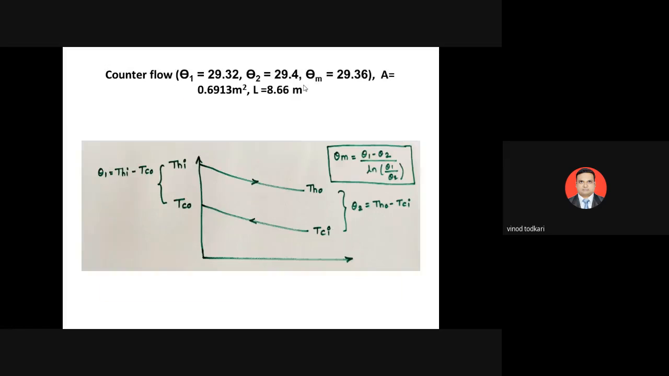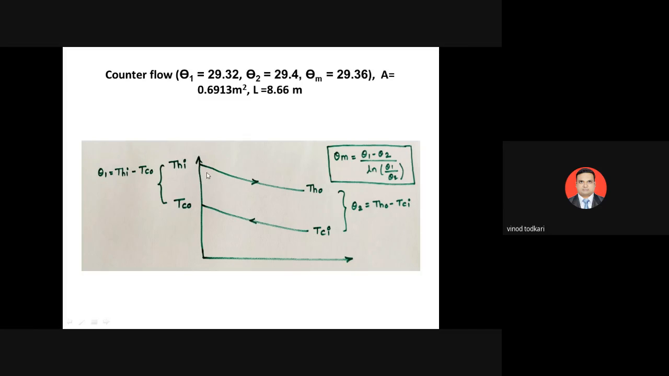Then we'll move on to the second type. What is the second type? Counter flow heat exchanger. How is the temperature profile for counter flow heat exchanger? For counter flow heat exchanger, both fluids are flowing in opposite direction. So we get this kind of temperature profile. Now, for this case, what is theta 1? It is the temperature difference on the left side. It will be Thi minus Tco. What will be the temperature difference on the right hand side? It will be Tho minus Tci. So for this case, we can calculate theta 1 and theta 2.